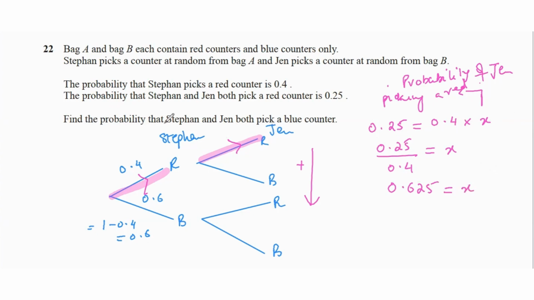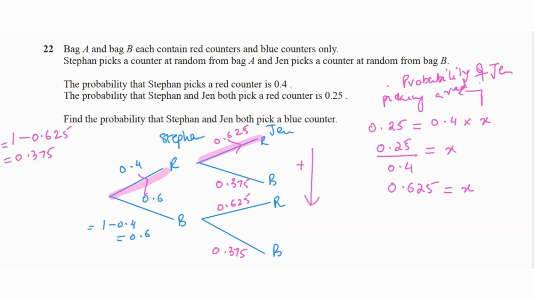Now they want us to find the probability that Stefan and Jen both pick a blue counter. So if this is 0.625, this one is going to be 1 minus 0.625, which is basically equal to 0.375. Right, so 1 minus 0.625, 0.375. So that means this is also 0.625 and this is also 0.375.